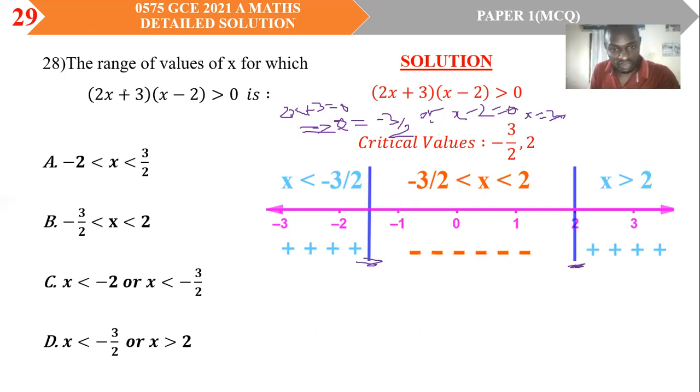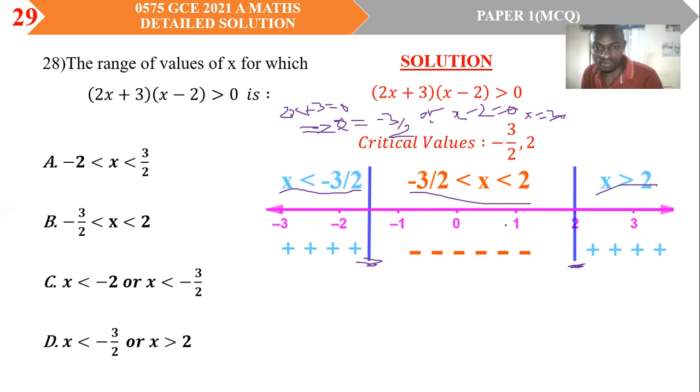Now, the region below negative 3 over 2 is the region x less than negative 3 over 2. The region in between negative 3 over 2 and 2 is the region x greater than negative 3 over 2 and less than 2. The region above 2 is the region x greater than 2. Now, we get a test value in each region. There are 3 regions. Substitute that test value into this product and note the sign of the product.